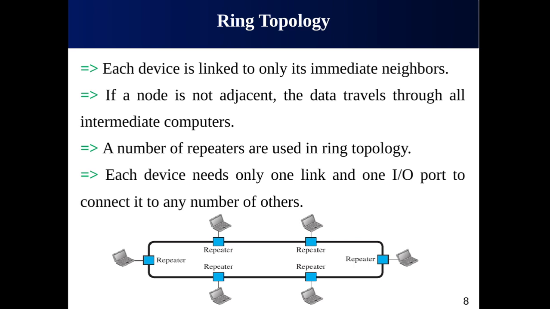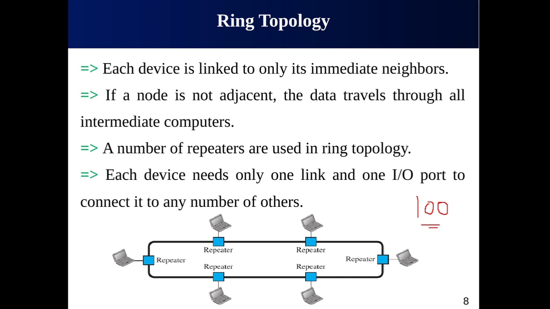However, if someone wants to send some data to the last node in the ring topology, for example, we have a ring topology, and let's consider that it has 100 nodes. If you want to send the data to the last node, the 100th node, then what will happen? The data has to pass through the 99 nodes before reaching the final destination. That is a problem.